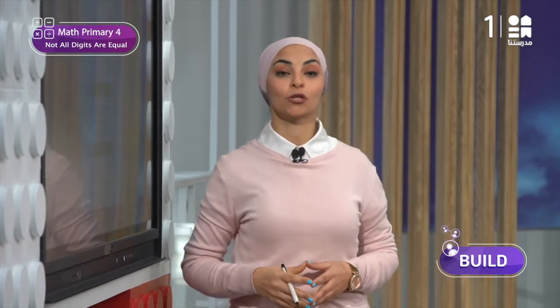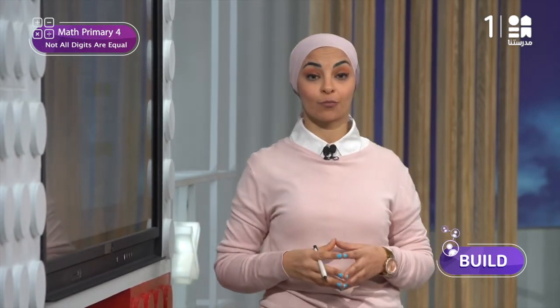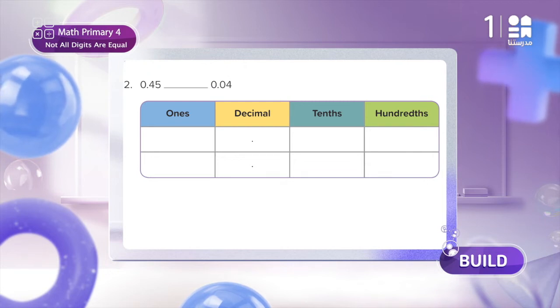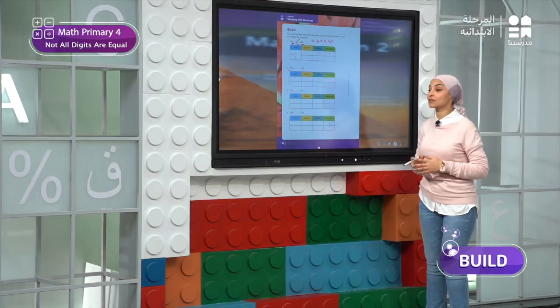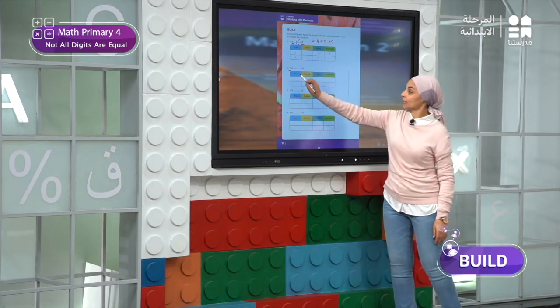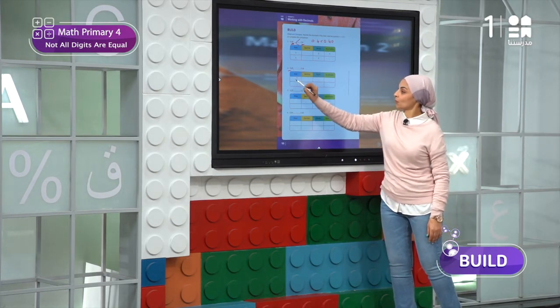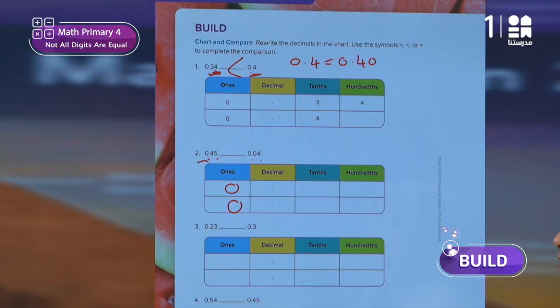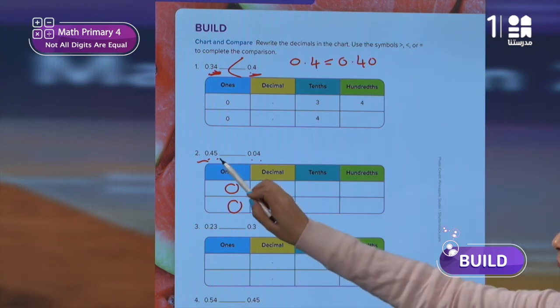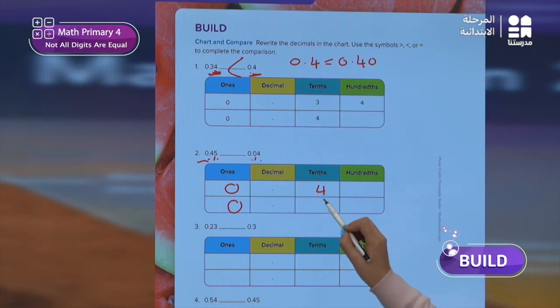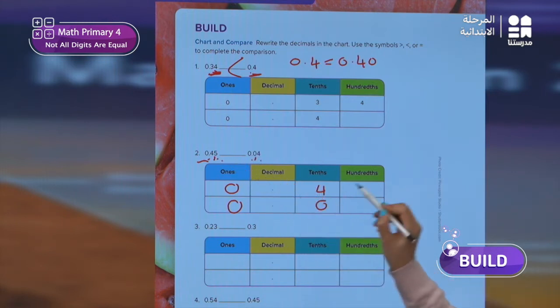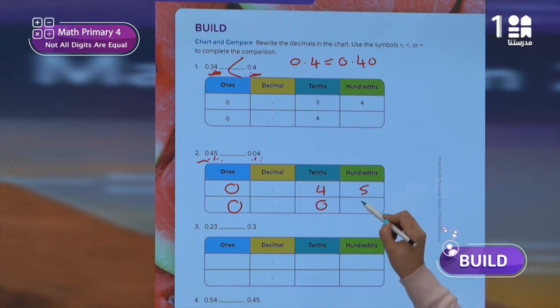Problem number 2, I want to compare between these two decimal numbers اللي هي 45 hundredths and 4 hundredths. In the same way بنفس الطريقة. I will first write the two numbers in the place value chart زي ما احنا شايفين كده. Here I will write the ones 0 in the first one and 0 in the second one. Then I will start comparing the tenths. So the first number here I have a tenth is 4. The second number here I have in the tenths 0. And then I will write 5 hundredths and 4 hundredths.